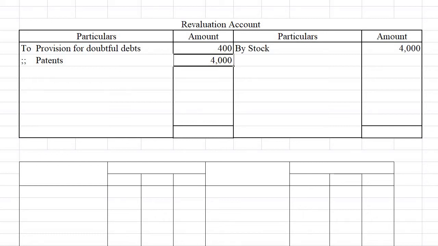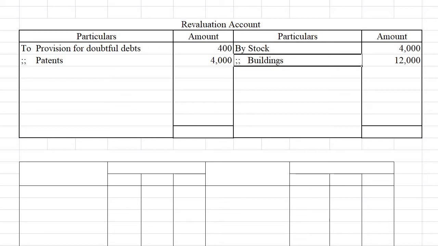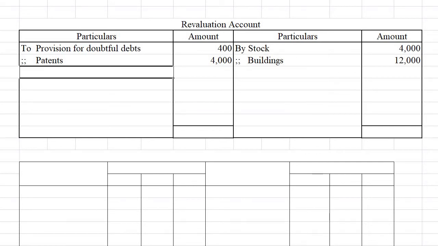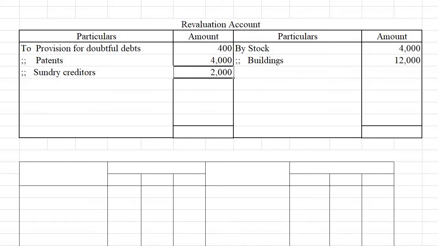Then it says building appreciated by 20%. Building 60,000 was there, so it's 20% increase. That means 12,000 is the increase that can be written on the credit side by building. Then sundry creditors be paid rupees 2,000 more than the book value. There is an increase of sundry creditors. That means liability increasing. So it should be debited, sundry creditors 2,000 rupees. Okay. So all the adjustment entries are over.